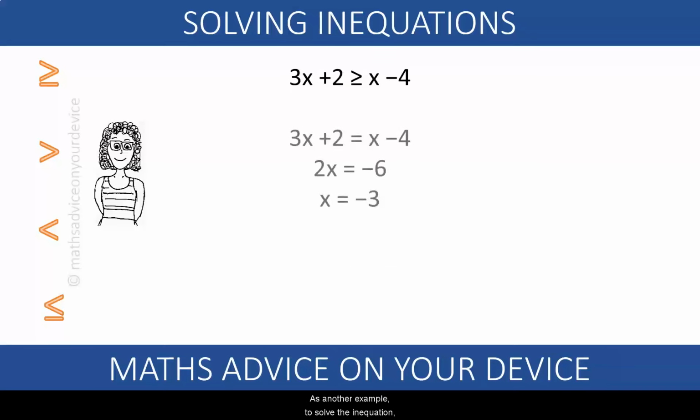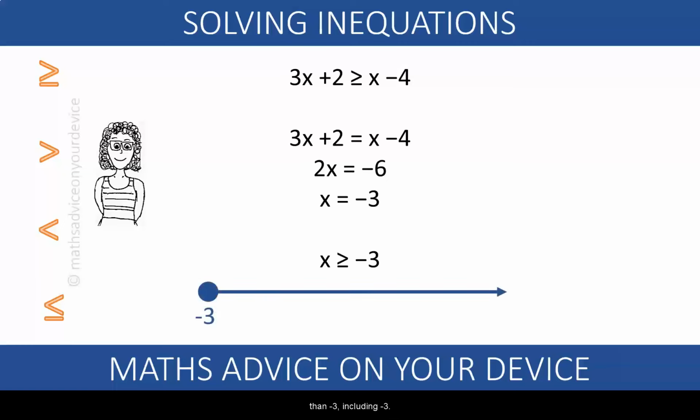As another example, to solve the inequation, we solve 3x plus 2 equals x minus 4, and we replace the same symbol back. x must be greater or equal than negative 3, including negative 3, and that is why the circle is full. Minus 3 is part of the solution.